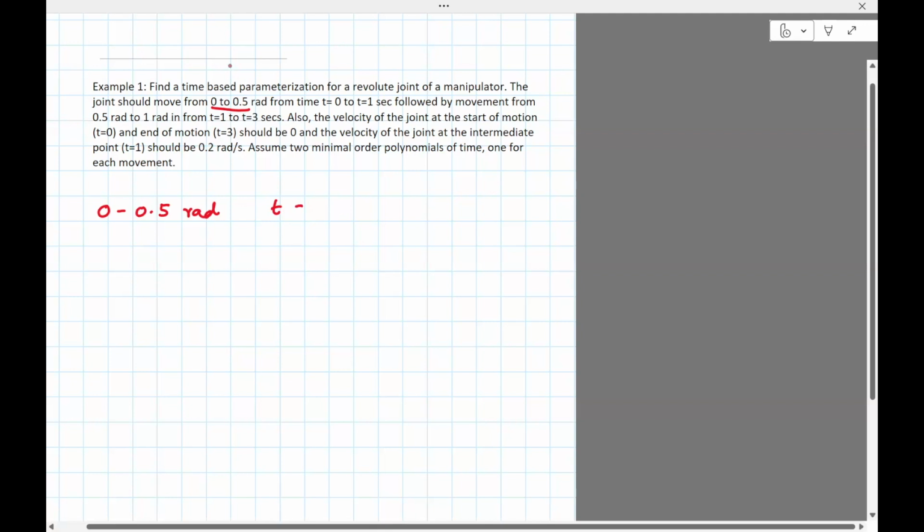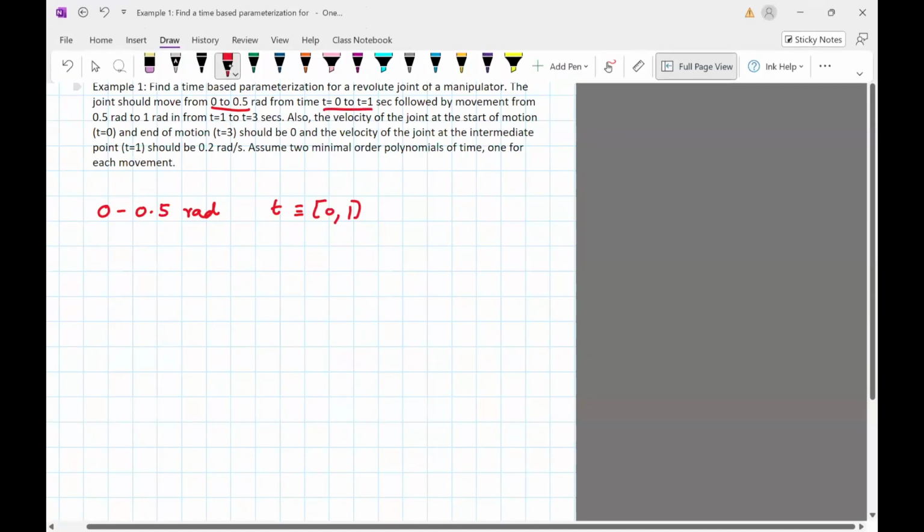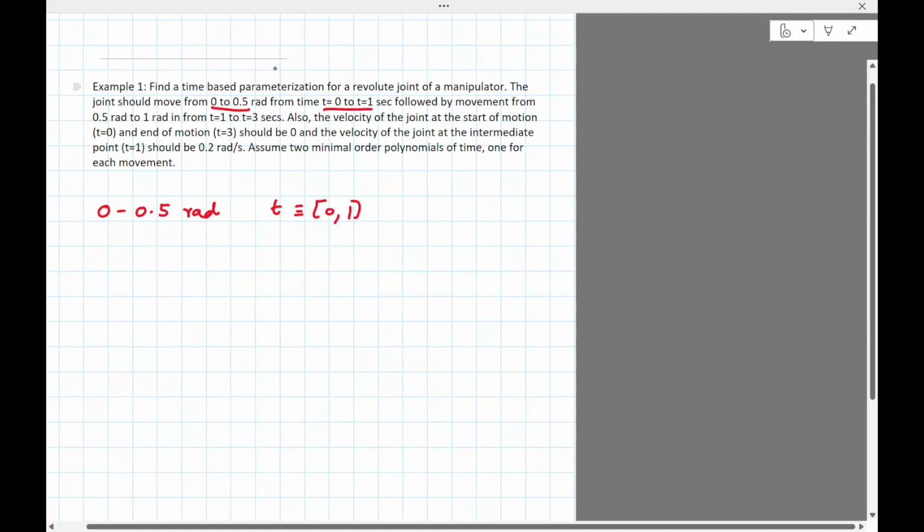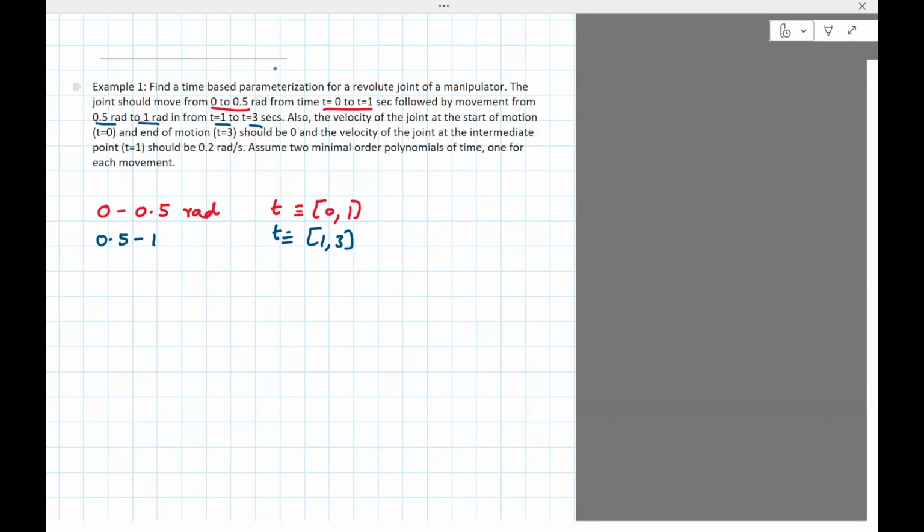so let's just write it this way, from time 0 to 1, followed by movement from 0.5 to 1, from 1 to 3 seconds. So 0.5 to 1, and time goes from 1 to 3. Okay, so you see this is not just end to end, but it goes from one point to another point, and then from another point, 0.5 to 1.